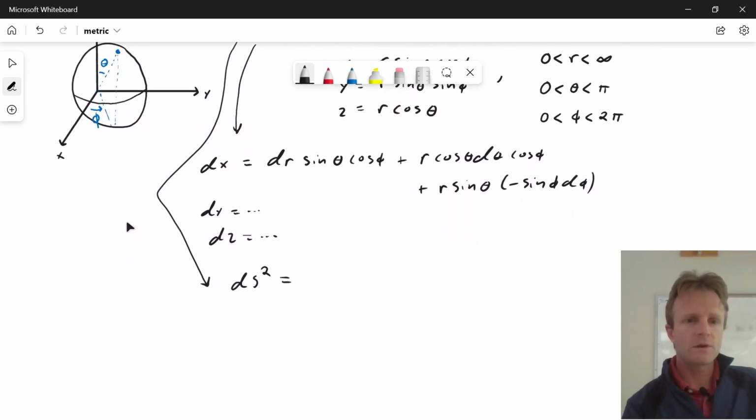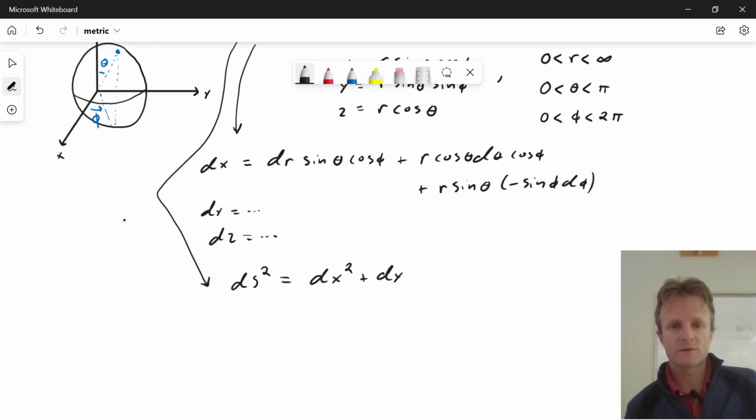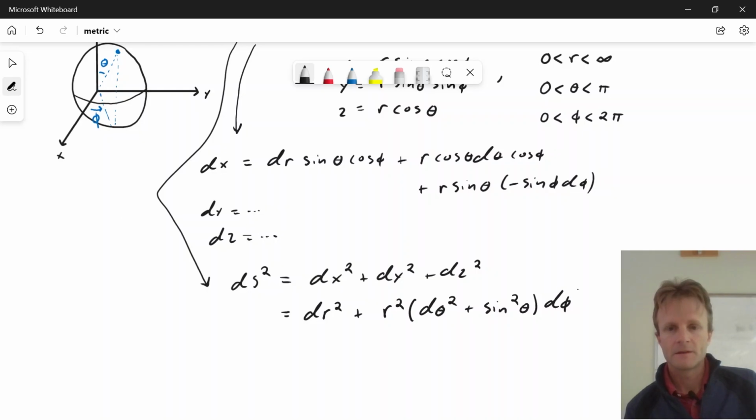So when you go through this and collect terms, what you'll find at the end of the day, I'll copy down the original Euclidean one just so we can see them next to each other, is that this same metric is given by dr squared plus r squared times d theta squared plus sine squared theta d phi squared. Wait, wouldn't the parentheses be on the other side? Oh, yeah. So you have d theta squared plus sine squared theta d phi squared. Yeah, of course. Thank you.